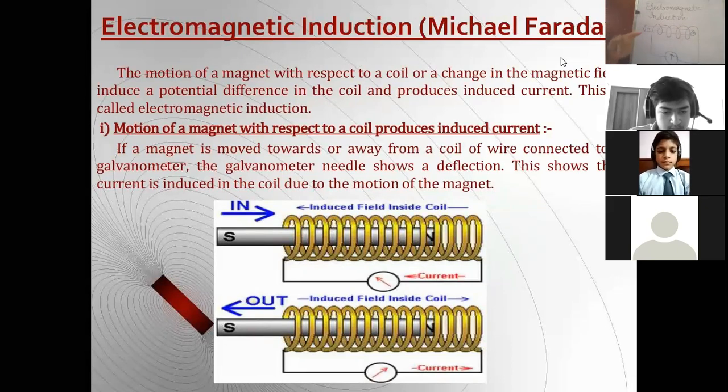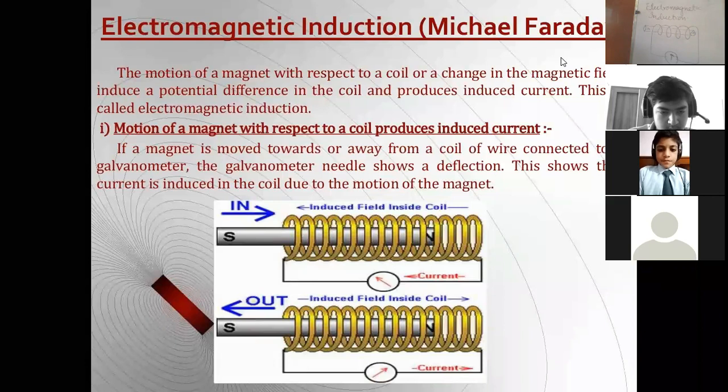Either of the two should be in motion. Keep the bar magnet stationary and move the coil in and out, that also will induce current in the coil. Or keep the coil stationary and move the bar magnet inside and outside. Then the current will be induced in the coil, and this phenomenon of inducing current in the coil by the change in the magnetic field is what we know as electromagnetic induction.